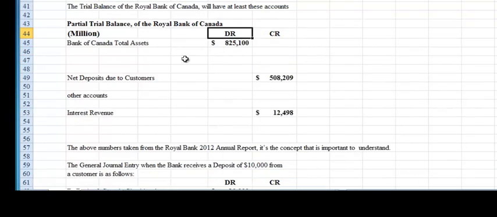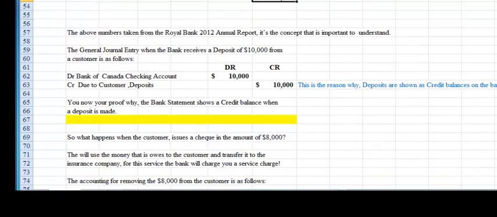I've attempted to give you a really partial trial balance or balance sheet of the Royal Bank, where I show that they have assets and they have net deposits due to customers. You will see this amount in the balance sheet of the Royal Bank. Proof positive that a credit balance is what is owed to you, the customer. And interest revenue, obviously, is a credit balance too. So we just demonstrated the journal entry that the bank has to do: debit bank, it has a bank account with the Bank of Canada, and credit due to customer deposits, $10,000. This is what appears on the statement.